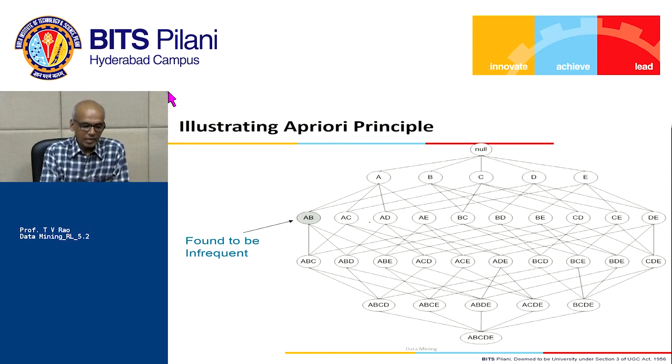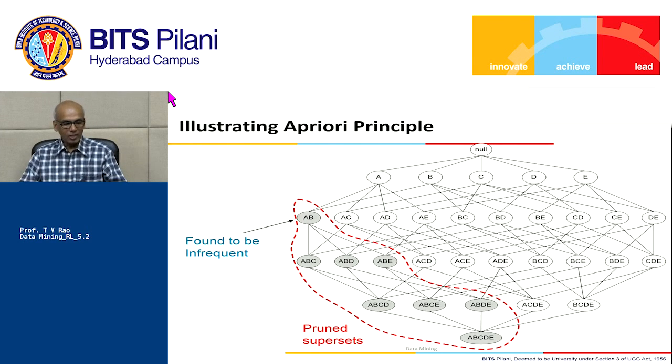Now let us say at some point we find that AB is not frequent. AB does not have the minimum support. So we know for sure that all the supersets of AB will not have the necessary support. So what does that mean? We can prune these supersets, and we have a lesser number of sets to work with.